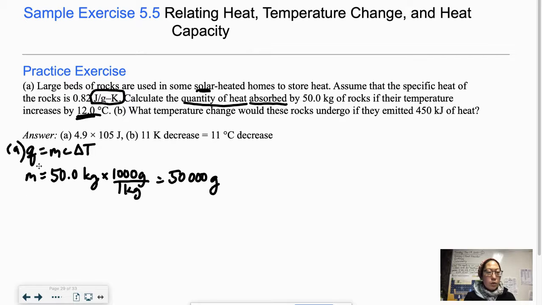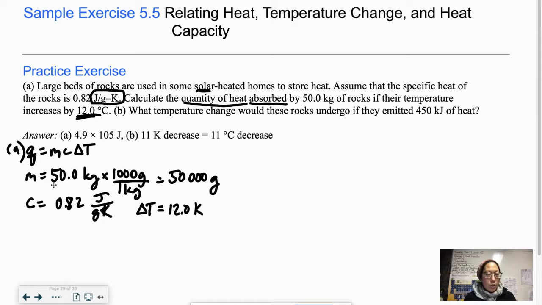My specific heat is given right here. So C is 0.82 joules per gram. They're using Kelvin here. And then my delta T, remember that an increase of 12 degrees C is the same as 12.0 Kelvin. The change for Celsius is the same as the change for Kelvin.